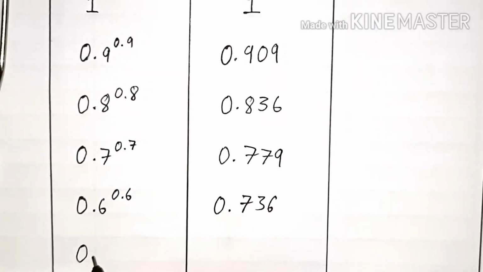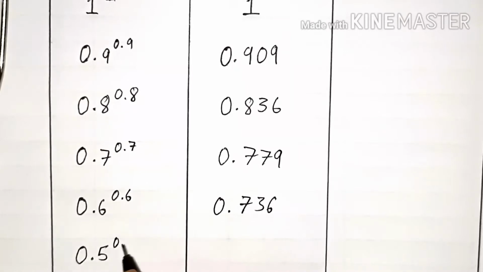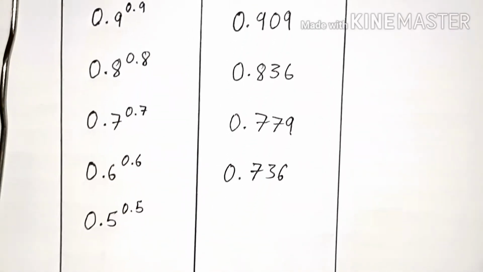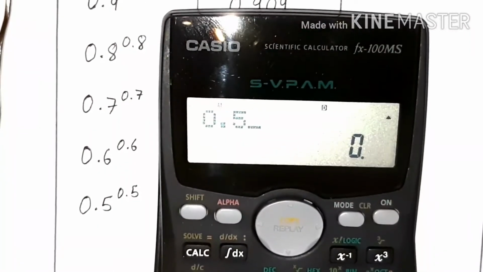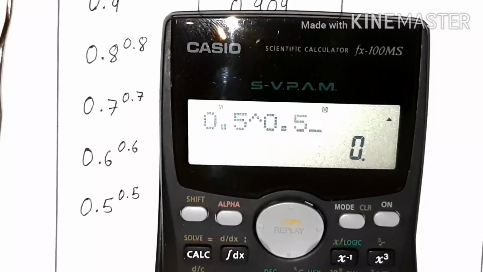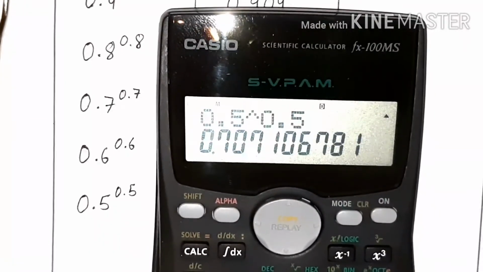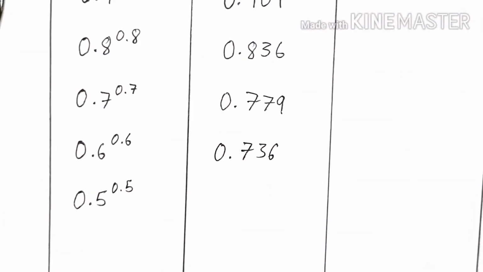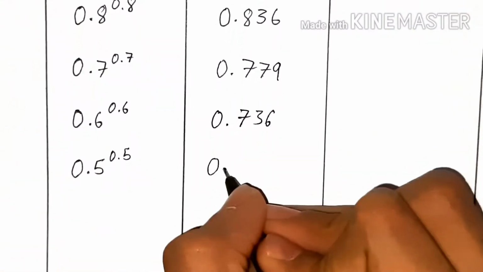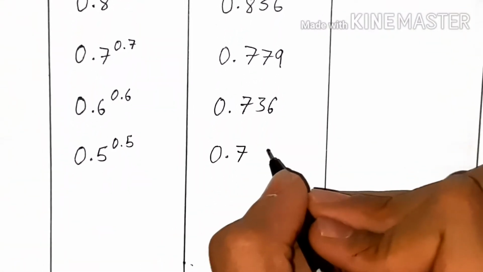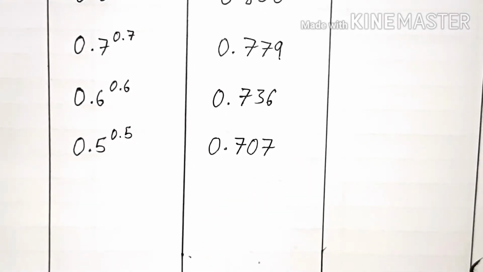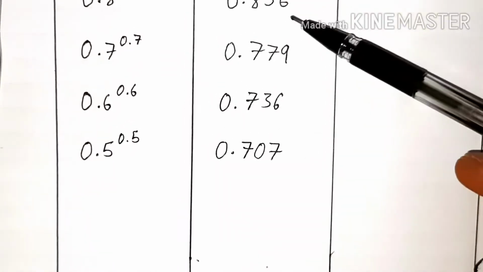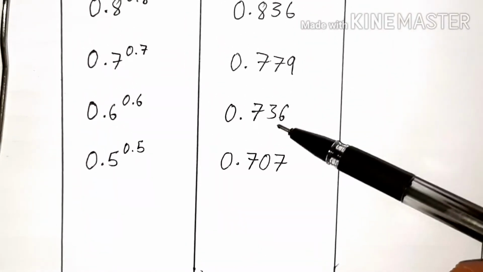Now for 0.5 raised to 0.5. We have 0.5 raised to 0.5. Oh, 0.707. The value is still decreasing, but the difference between two numbers has also decreased. As you can see, first we had 0.836, then we got 0.797, and so on. The difference between two numbers is decreasing.